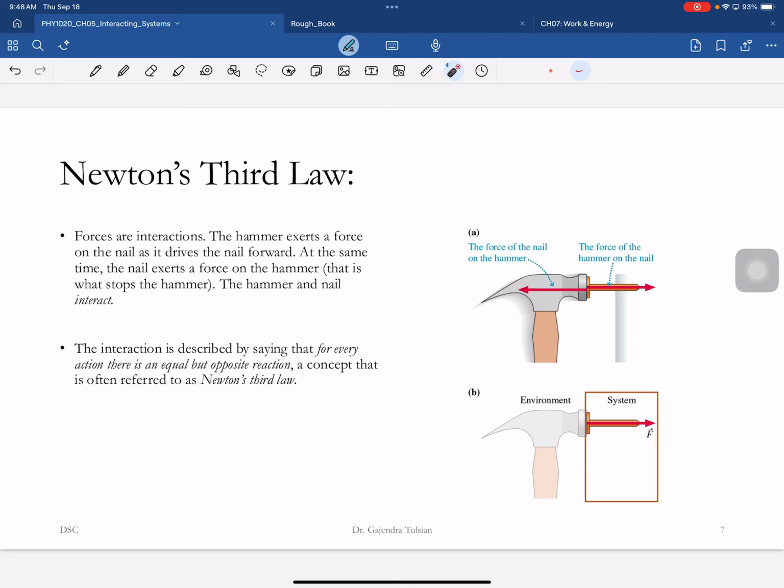How do you know the nail is exerting a force on the hammer? Do you have any evidence of it? Because I've hit my thumb many times. Yeah, but your thumb is the nail. How did you get even with the hammer is the question. Sometimes the hammer will bounce back. No. When you hit a nail, the hammer stops. There had to be a force to stop the hammer. The hammer doesn't react. Ouch, you did. So Newton tells us for every action there's an equal and opposite reaction. Forces are interactions. The hammer exerts a force on the nail. At the same time, the nail exerts a force on the hammer.